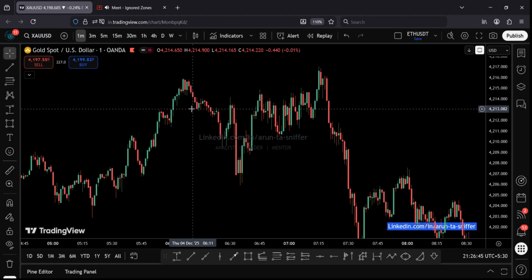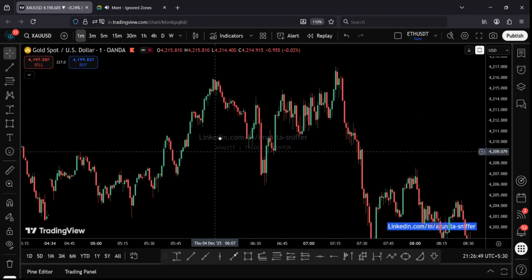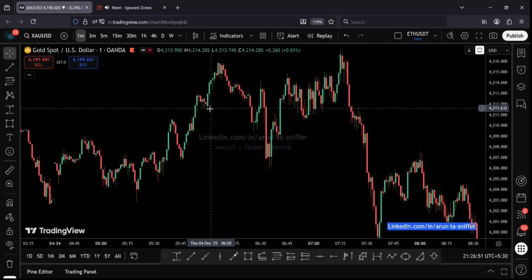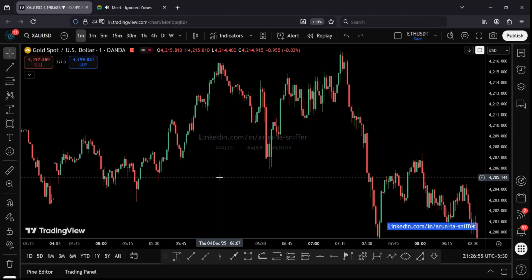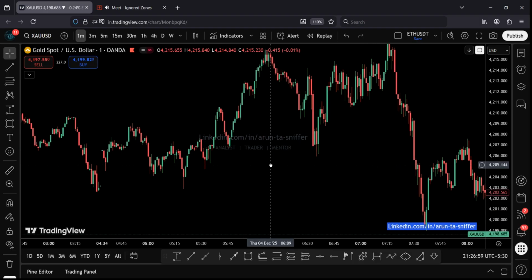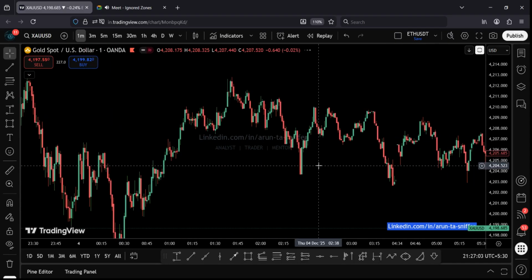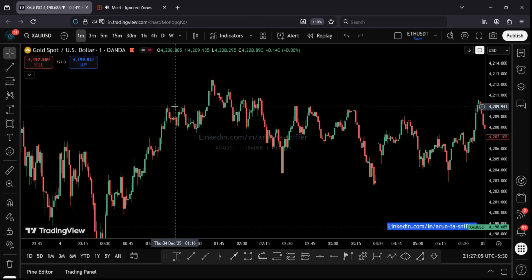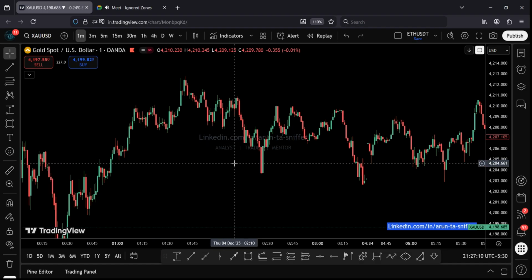Here the price has reached the right place. No, this is not an example. Came down, break this, came back up. Yes, it has reached the right place. Okay, so here is the example.